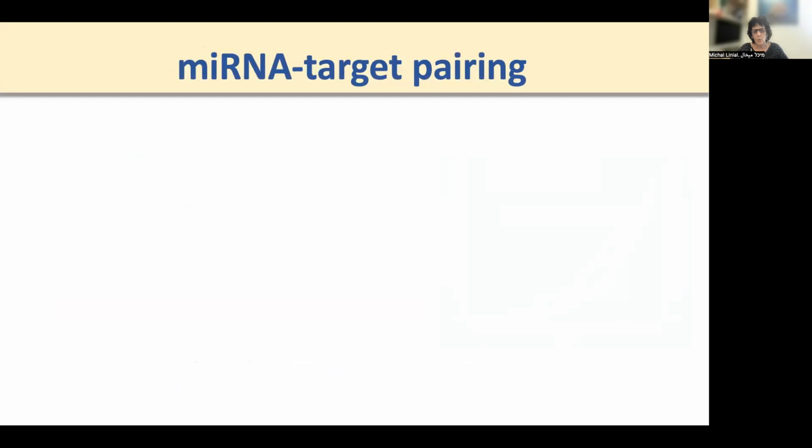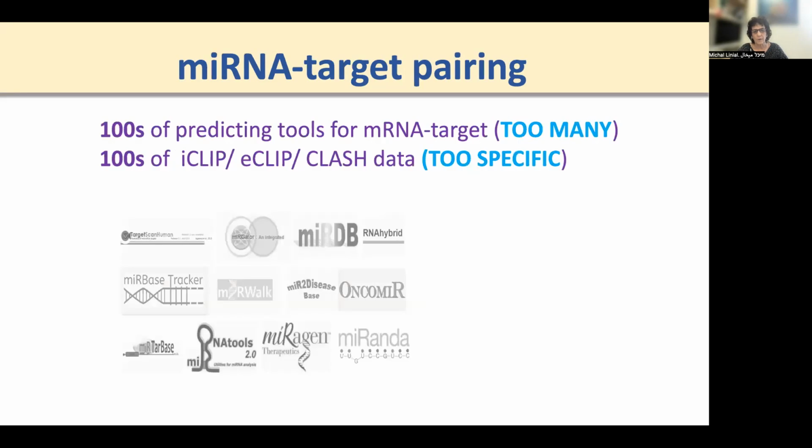So what do we know about microRNA and target pairing? Actually, we know quite a lot. There are hundreds of prediction tools for microRNA and targets, actually too many, because the coherence between them is quite poor. In recent years, there are also hundreds of experimental datasets coming from CLIP and all kinds of versions of CLIP, but often those are too specific.